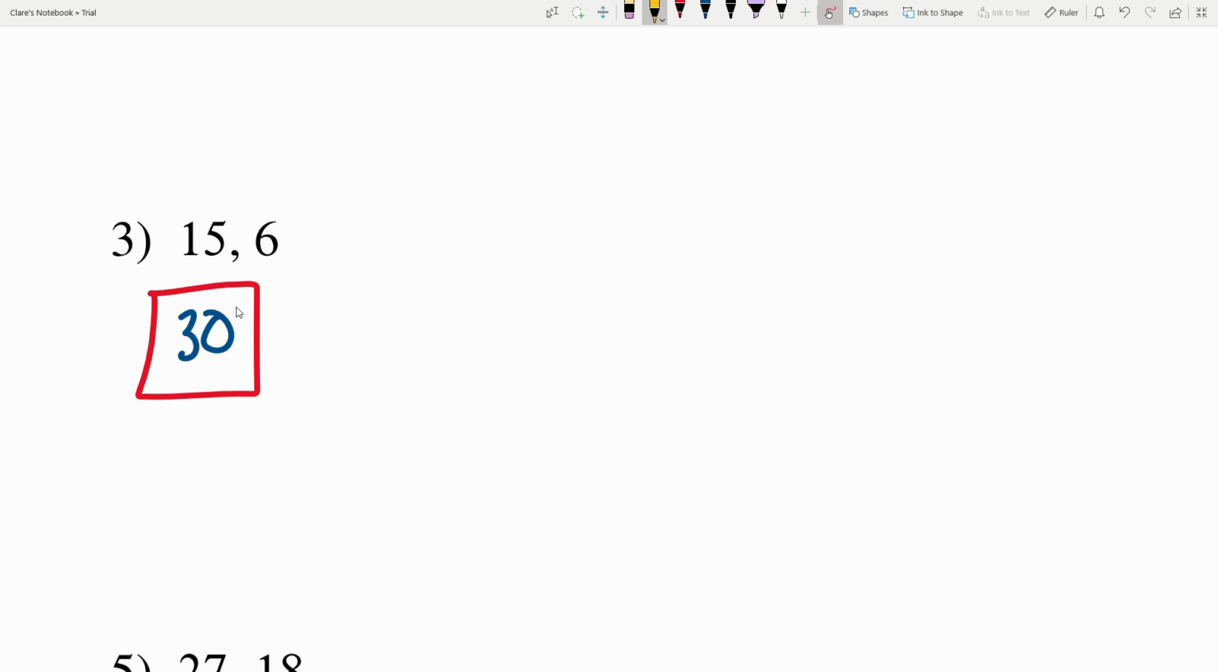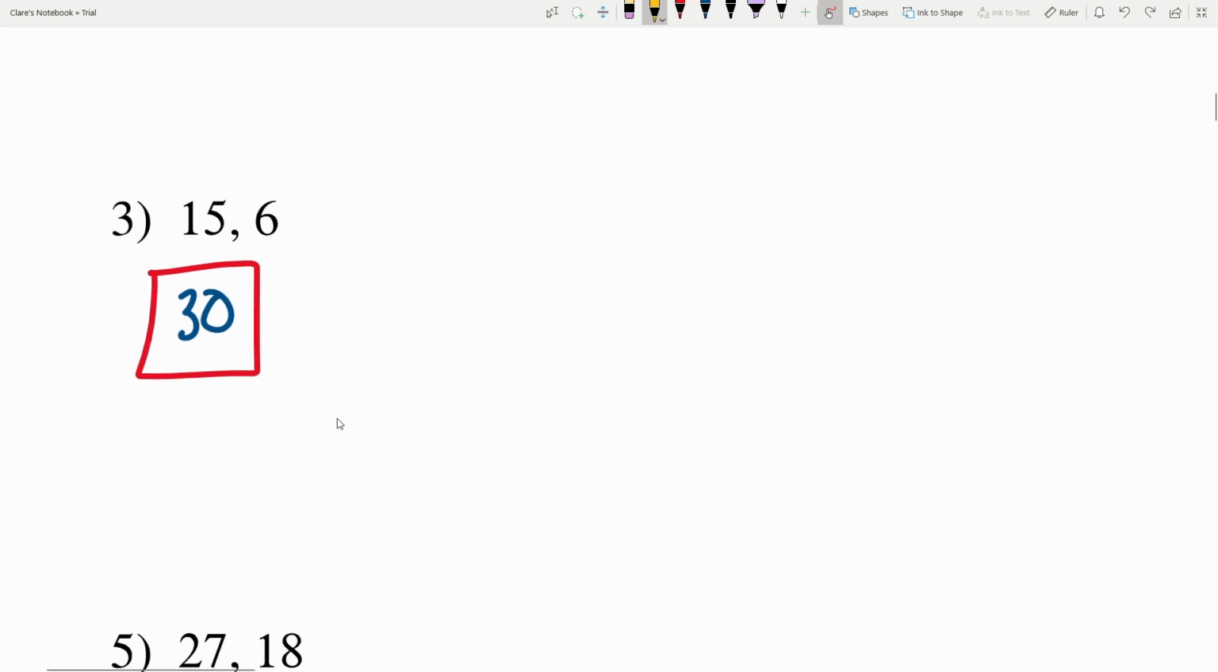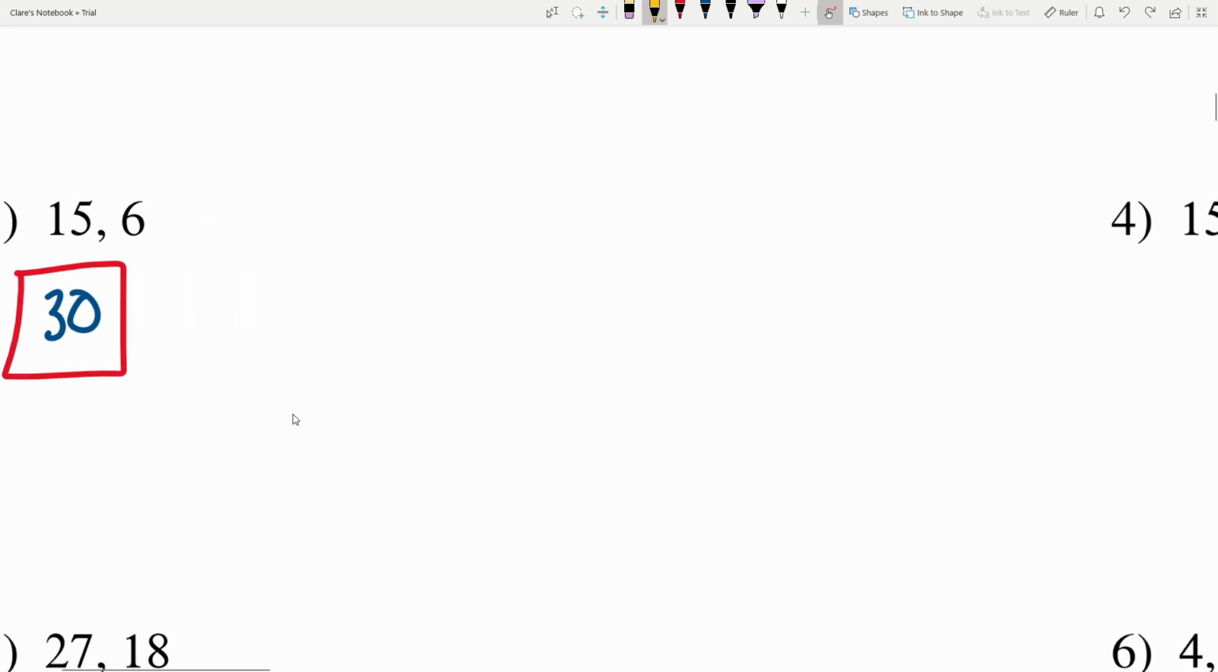We could also note that if we sum the digits of 30, 3 plus 0 equals 3. 3 is divisible by 3, so 30 is divisible by 3, and 30 is an even number, so that's also divisible by 2. Being divisible by both 2 and 3 means we're divisible by 6.